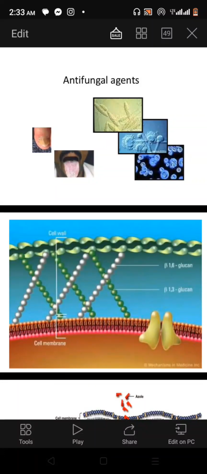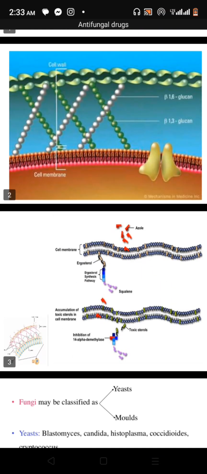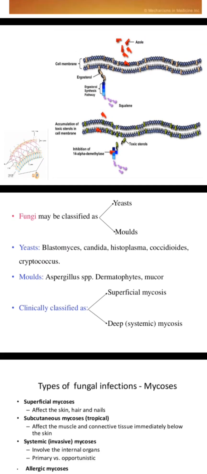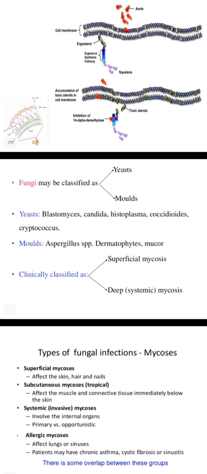So, welcome to the lecture, and we will be discussing the antifungal agents. Starting from the classification, fungi are divided into two groups. One is the yeast, and the other is mold. Yeasts, as you know, are single-cell fungi, and molds are multicellular fungi. Then we come across examples of yeast and molds.